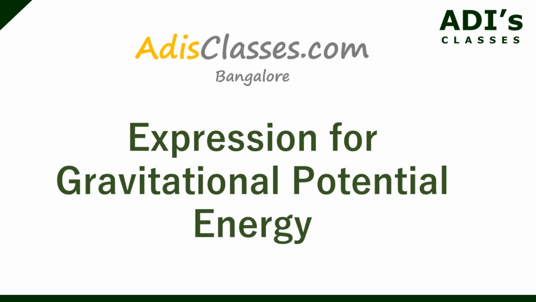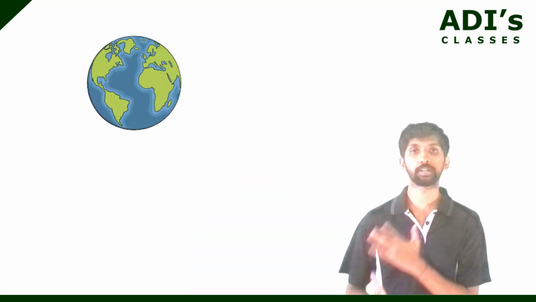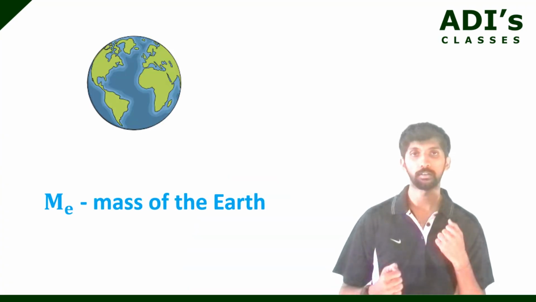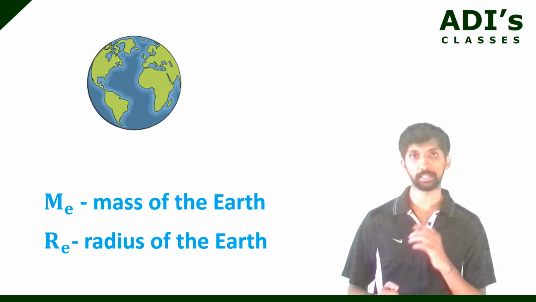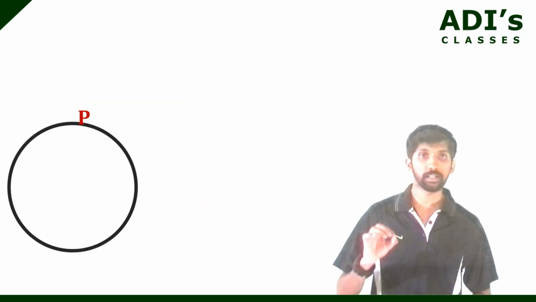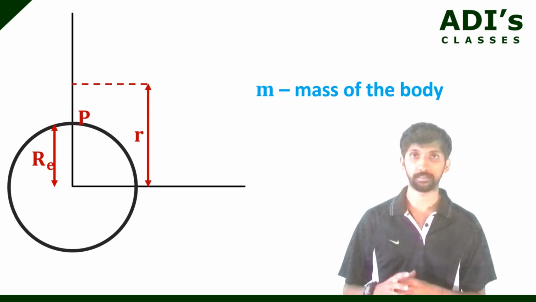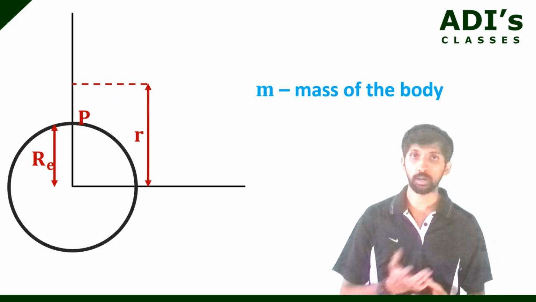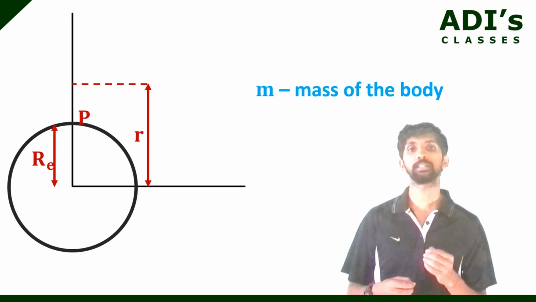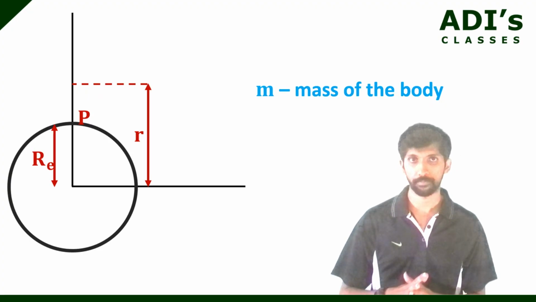Now let's derive an expression for gravitational potential energy. Look at the figure. We have Earth. Let's say the mass of the Earth is Me and the radius of the Earth is Re. We'll consider a point P at a distance of r from the center. The mass of that body has to be very small compared to the mass of Earth, so we'll consider the mass of that body as m.